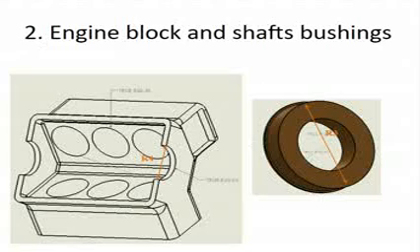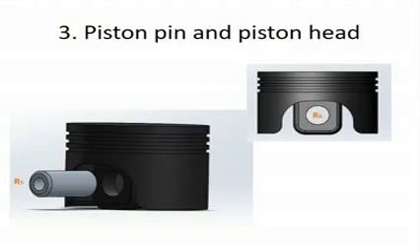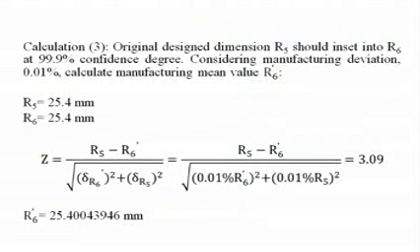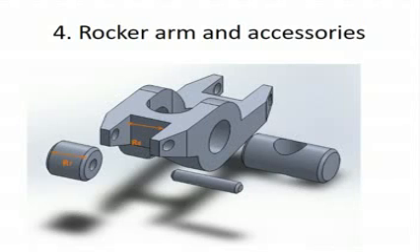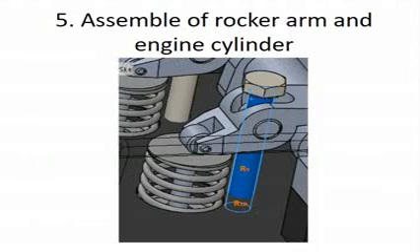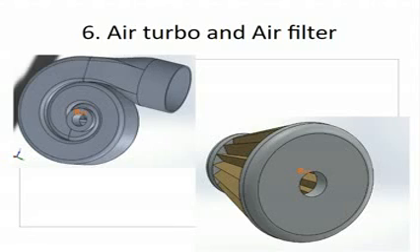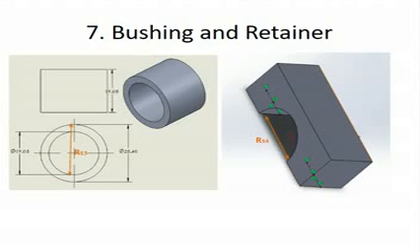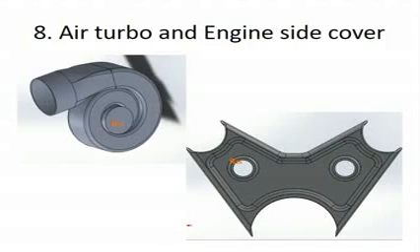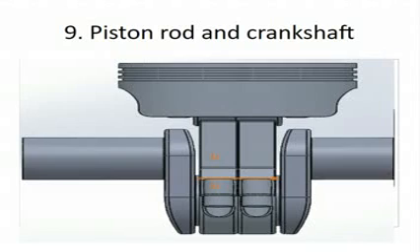We also did the same calculation on the engine block and shaft bushing, piston pin and piston head, rocker arms and accessories, rocker arm and engine cylinder, air tube and air filter, bushing and retainer, air tube and engine side cover, piston rod and crankshaft.